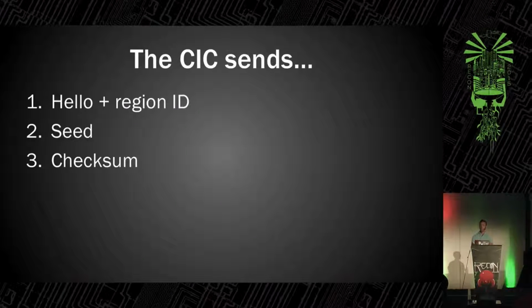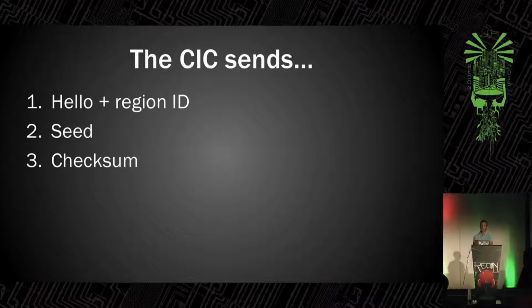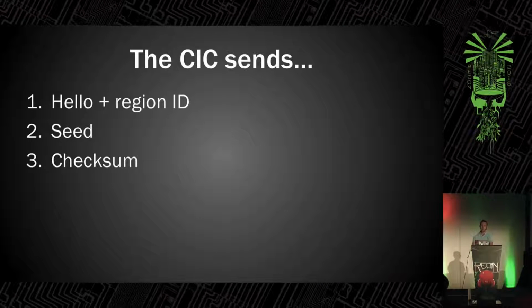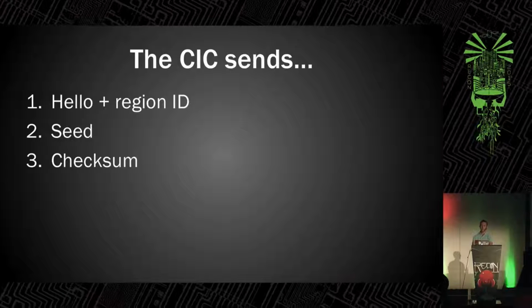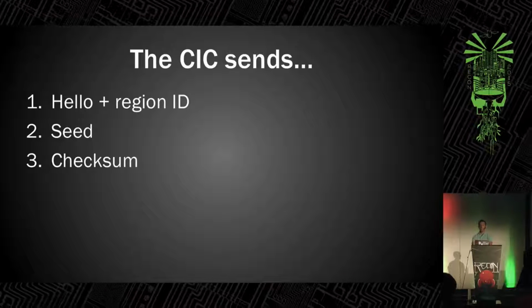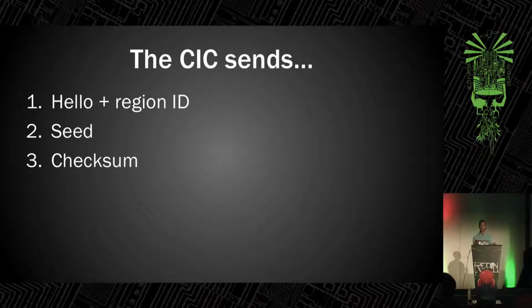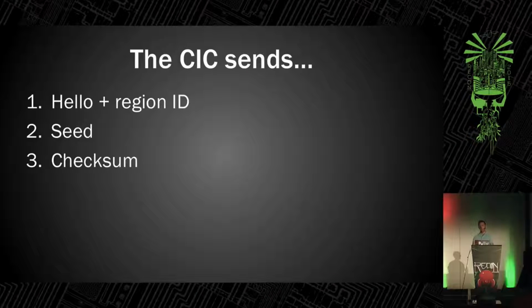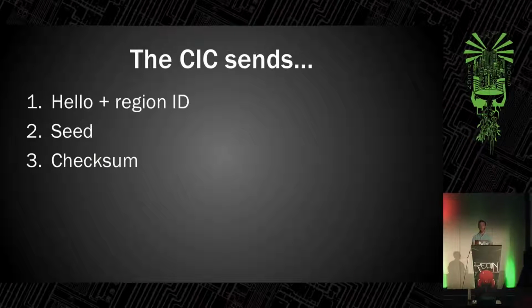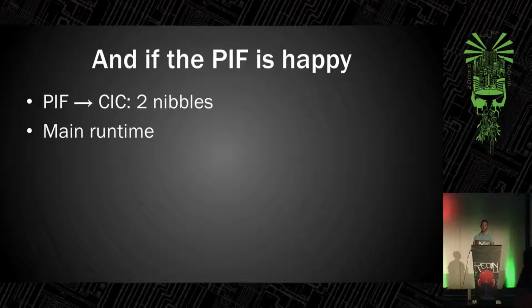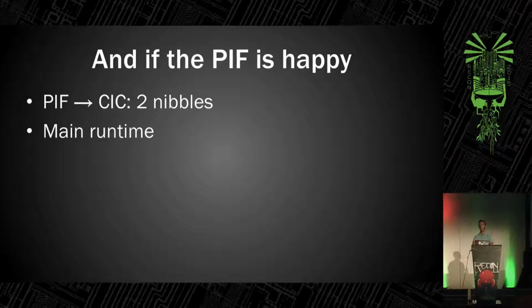So to give an overview of how the chip actually works, the second the console turns on, the CIC sends the following data to the PIF. First, it sends a hello and a region ID to identify whether it's a PAL or an NTSC chip. It sends a value called a seed and a checksum. Now, the PIF looks at this data and it decides whether it likes what it sees.